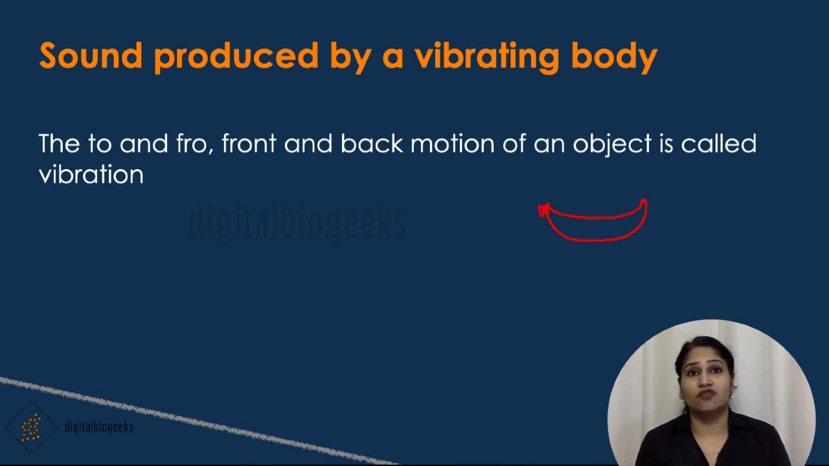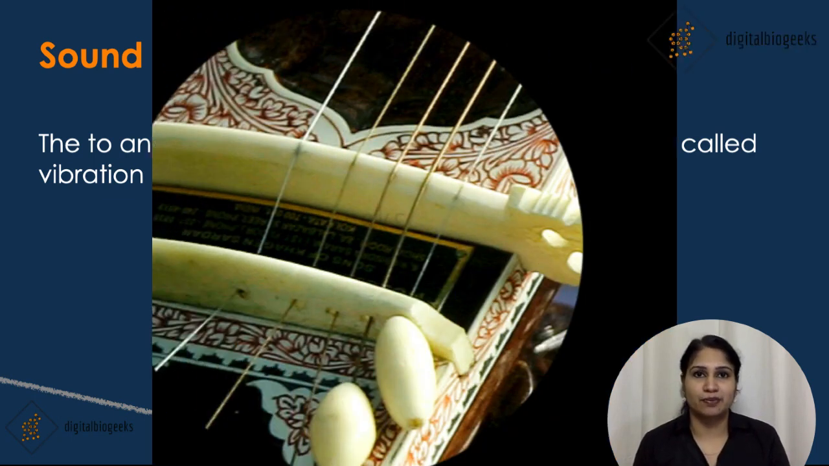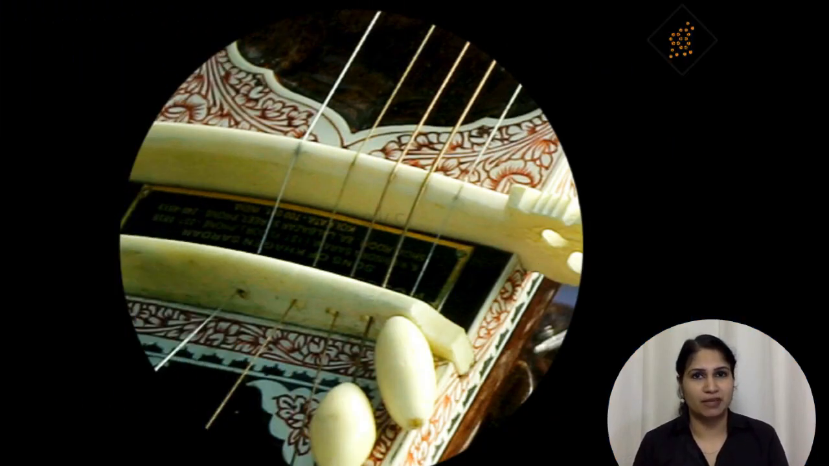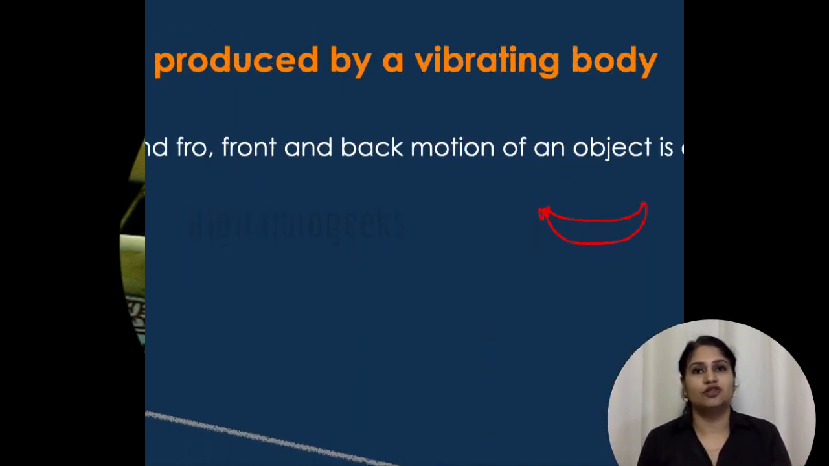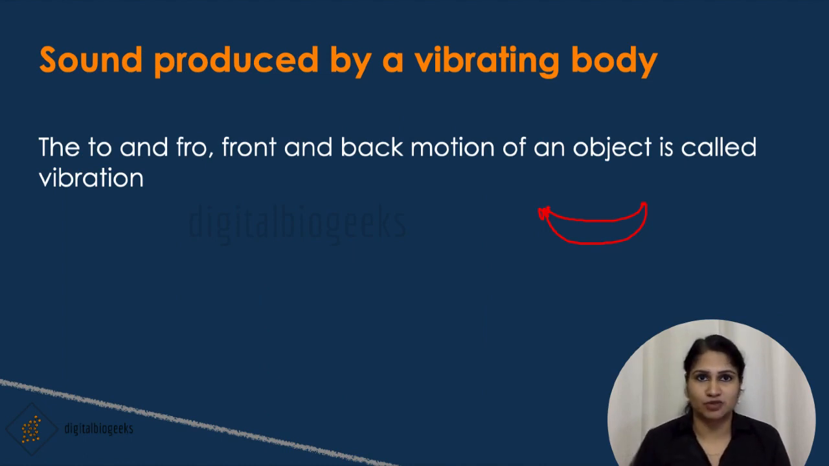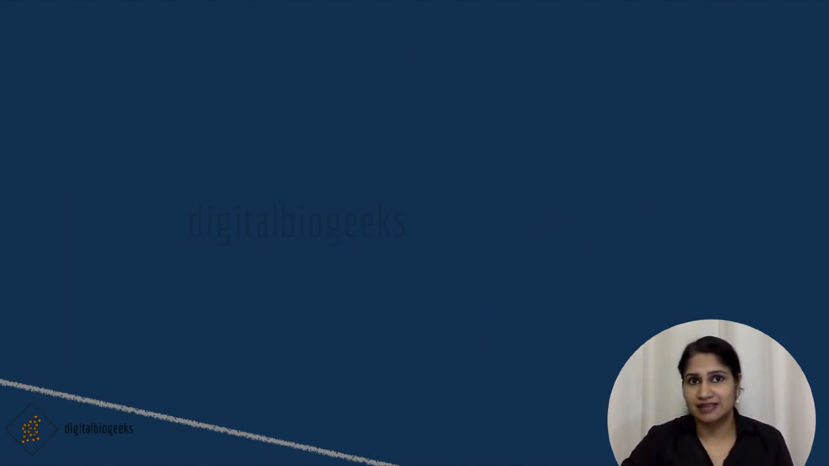We can hear sound from musical instruments due to vibration. For example, in the sitar and mridangam, when we pluck the string of the sitar or when we beat on the mridangam, the string starts vibrating. Due to this vibration, the sound is produced. Have you heard of jal tarang?